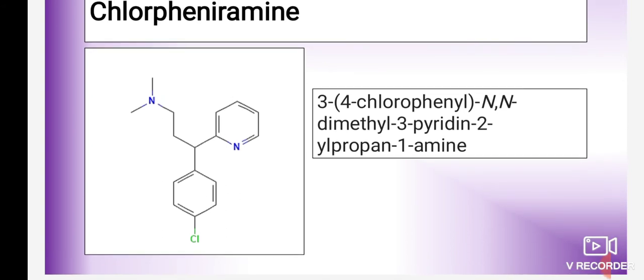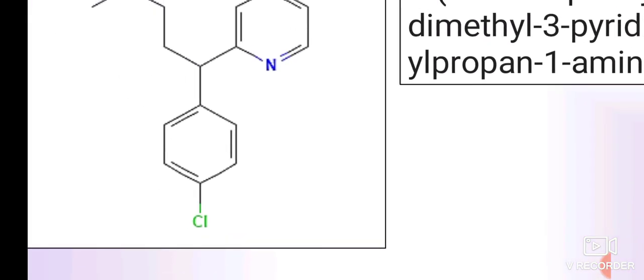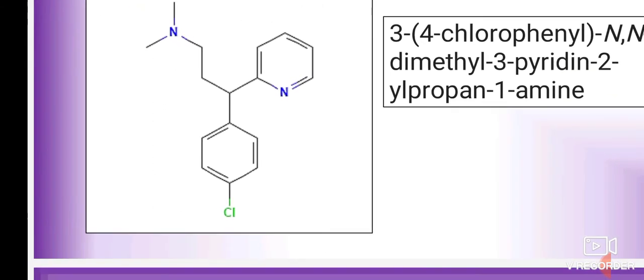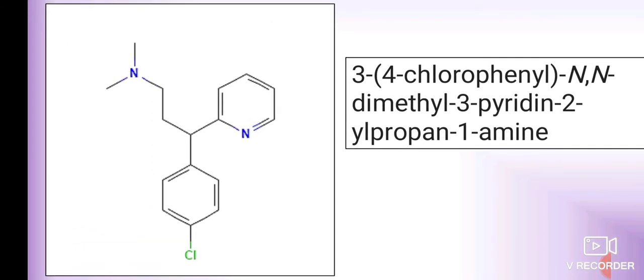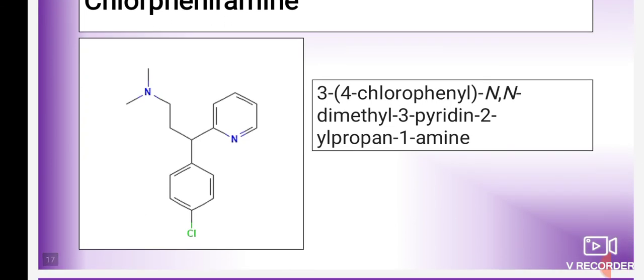Now the chemical nomenclature for chlorpheniramine. One more important point you can see here: in the phenyl ring there is a chloro group at the para substitution. Due to the para substitution of the phenyl with chlorine, the drug which came into existence is chlorpheniramine. The chemical nomenclature is 3-(4-chlorophenyl). At the third position there is a chlorophenyl substitution. Then N,N-dimethyl: on the nitrogen there are 2 methyl groups, so it is a dimethyl.